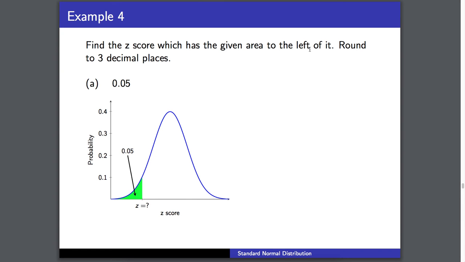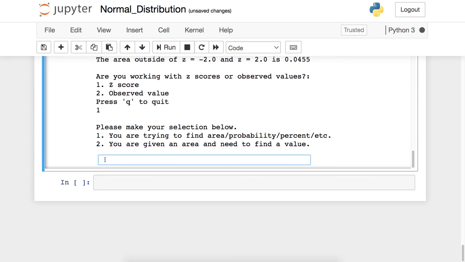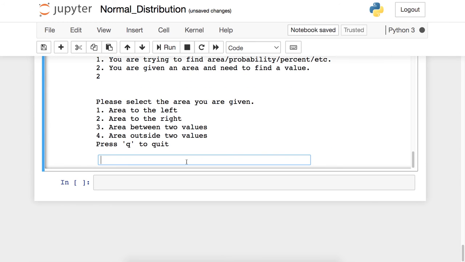To do that, if we go back to our program, this time we're still working with z-scores. In our next section, we'll work with observed values, so I broke it down by section here. We're still working with z-scores, so select one. But this time we're given an area and we need to find a particular value, in this case a particular z-score. So now we're going to select option 2, press enter, and we have the area this time that's to the left, so we want option 1.